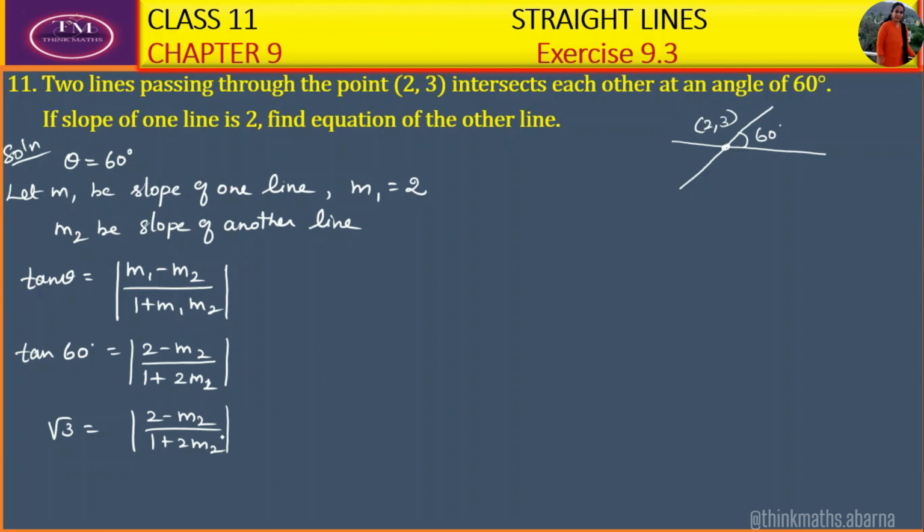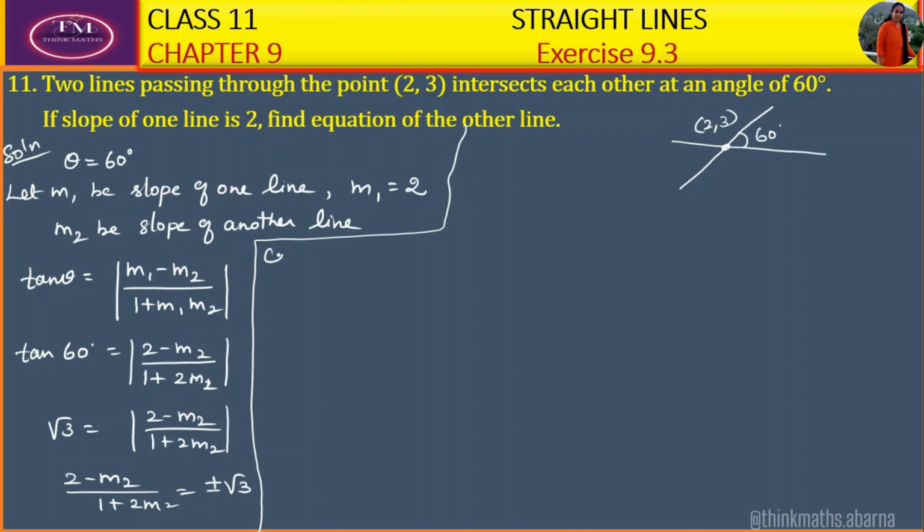Now this absolute value says that this value, (2 minus m2) divided by (1 plus 2 m2), can be positive or negative. After taking modulus, it will be positive. So this value can be positive or negative. So we can write (2 minus m2) divided by (1 plus 2 m2) as plus or minus root 3. Okay, so we get two cases, plus root 3 and minus root 3.